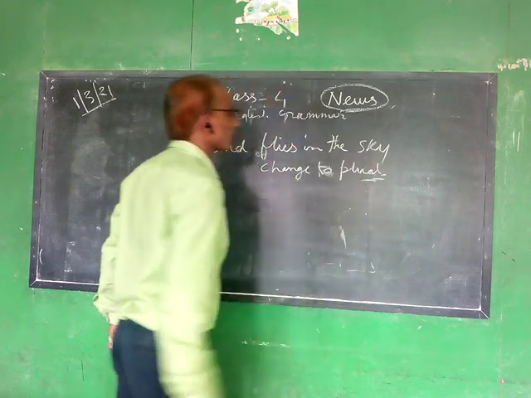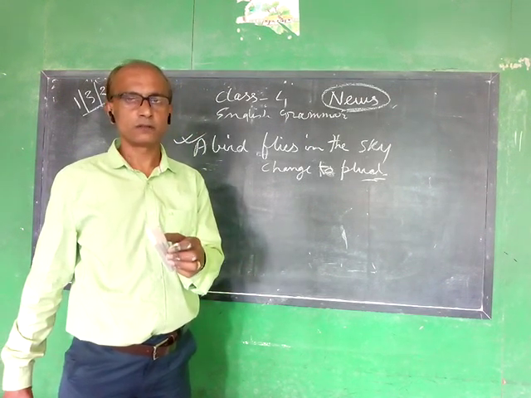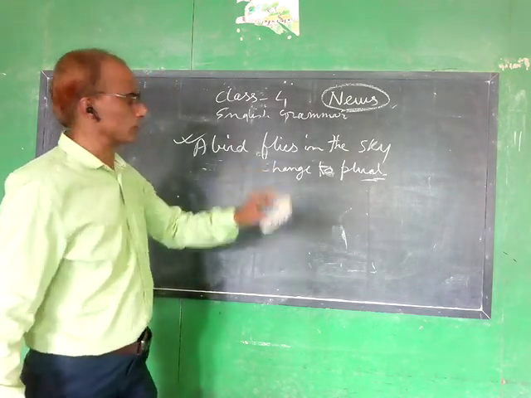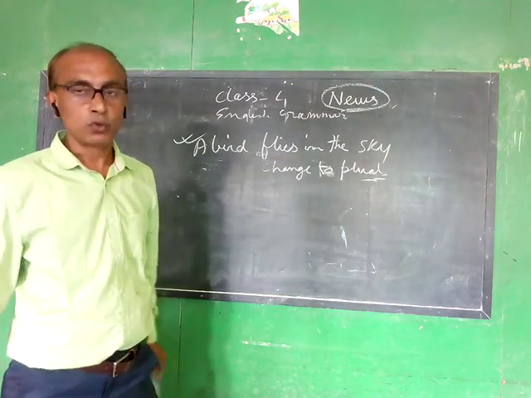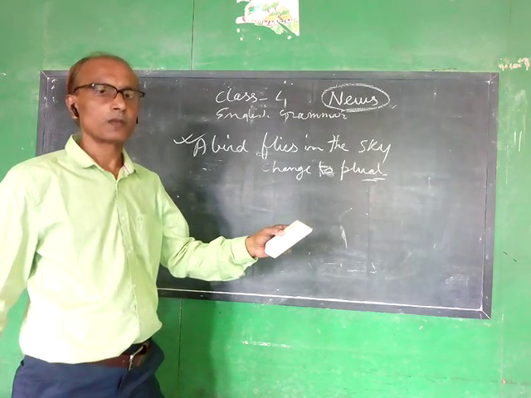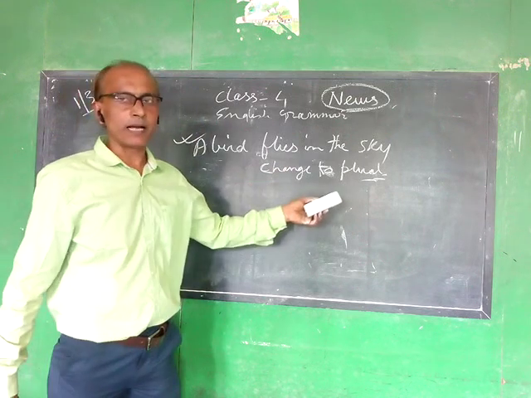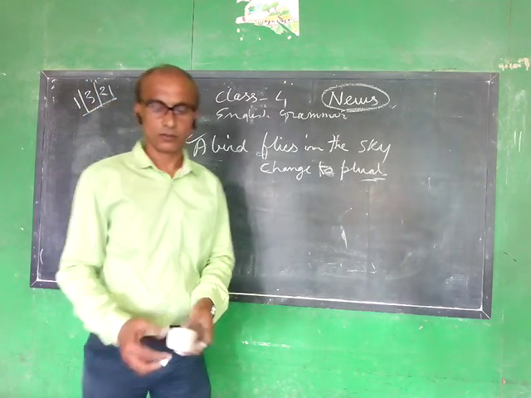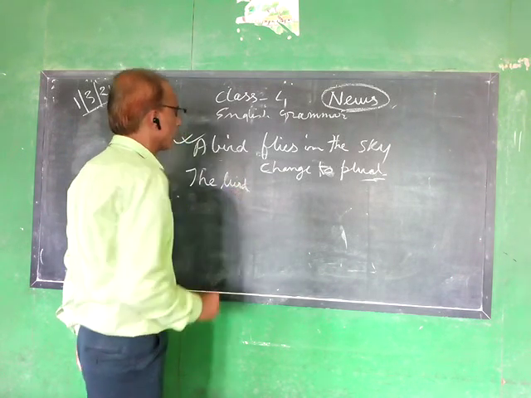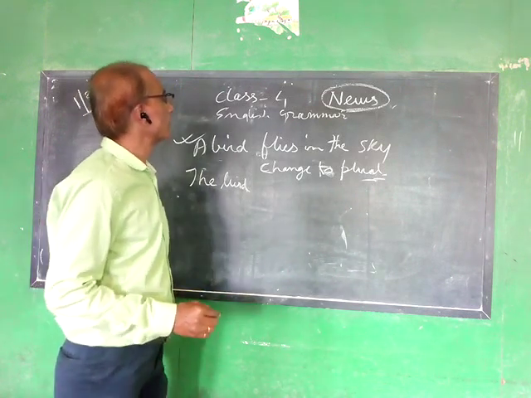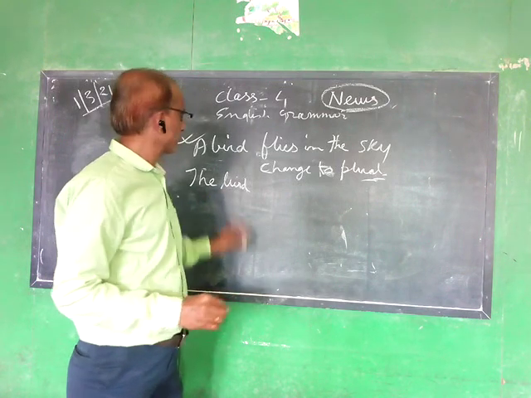Priya, can you hear me or not? Now, I am asking you the question. It's for you. The bird flies in the sky. Now change to plural. Don't look at the book. I speak in English. Change to plural. Okay, now you cannot hear me. I'm helpless. Pardon me. First look at the book.